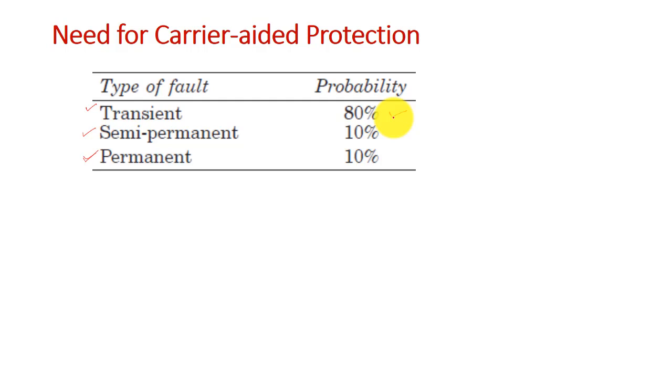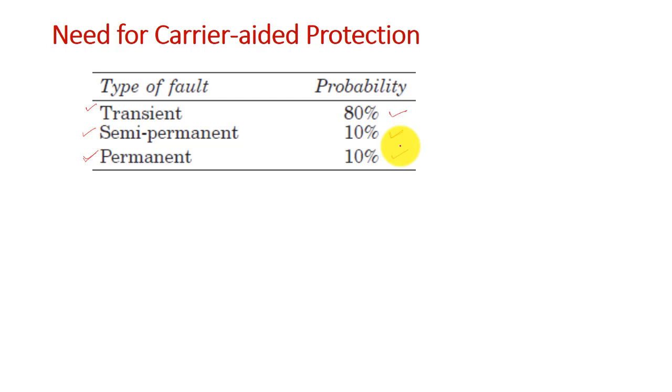As it recloses, if the fault has been removed and the air across the insulator has deionized, then what happens? The circuit breaker remains in the closed position. If it is semi-permanent, then also the circuit breaker recloses a few times. If it is not working, and the fault transforms into a permanent fault, then the circuit breaker remains open, right? So this is how the operation happens.